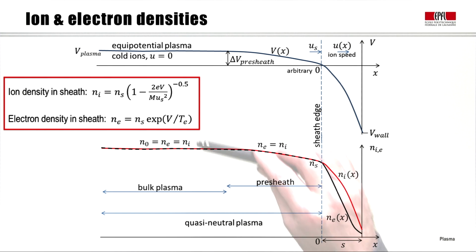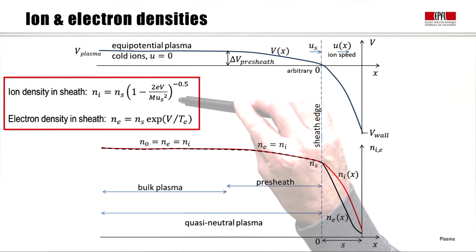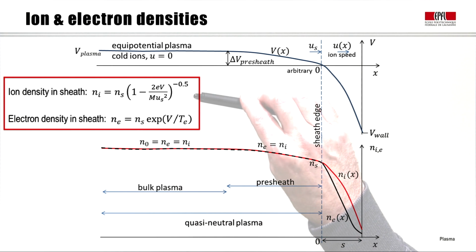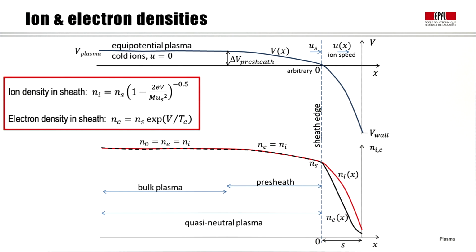To summarize, we have the ion density in the sheath from our previous slides, and using the Boltzmann relation, the electron density in the sheath is the electron density at the sheath edge, Ns, times the Boltzmann factor, exponential of V over electron temperature in the sheath. Now, these two expressions are different because the ion flux is determined by the drift speed of the ions, whereas the electron thermal velocity is much greater than the drift speed and therefore still determined by the Boltzmann relation.